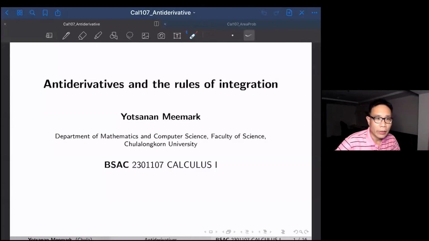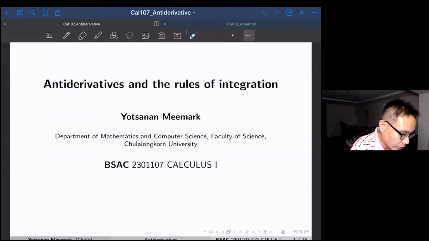We are in the new topic of calculus. It's going to be the third part. The first one is limit and continuity. The second one is about the derivative. And now we're going to go to the thing called the antiderivative of a function. And the thing that we're going to study is called integration.